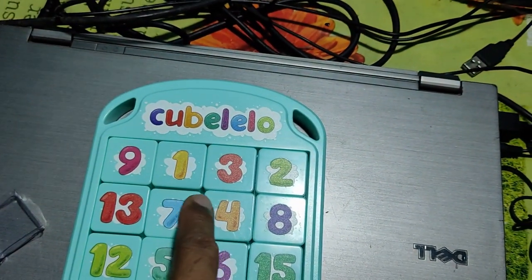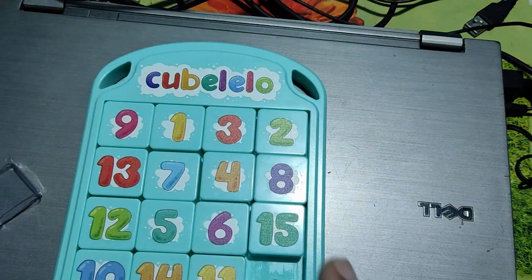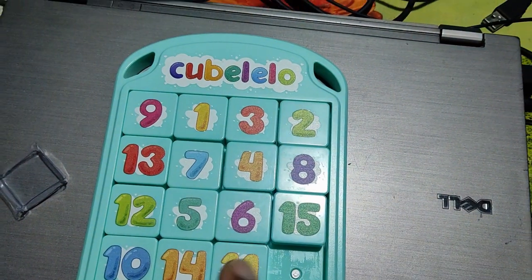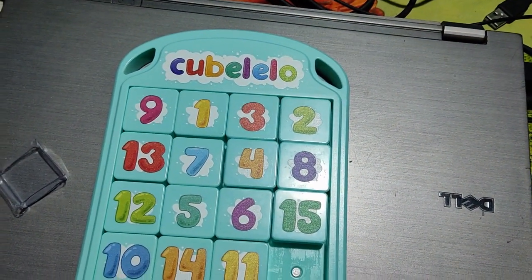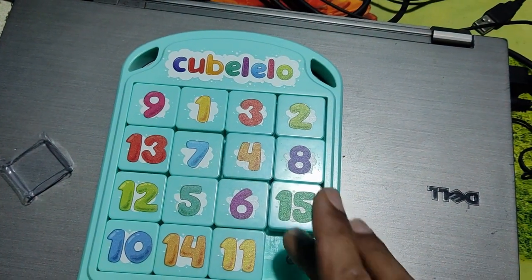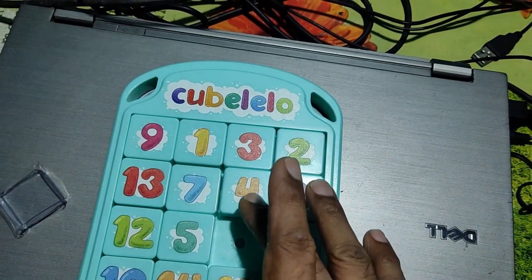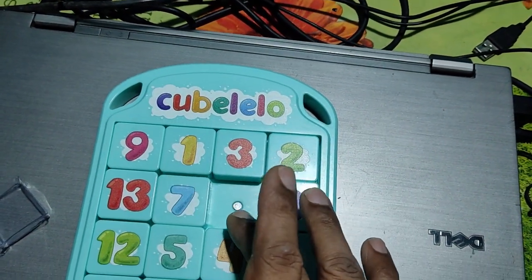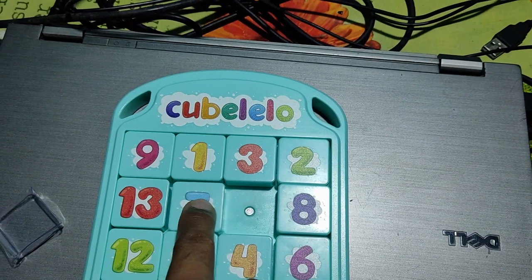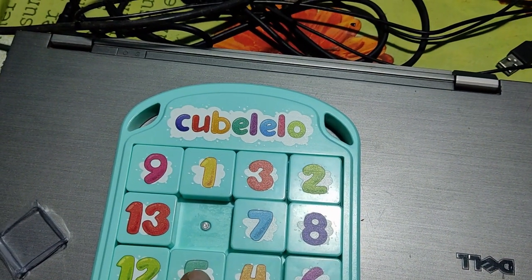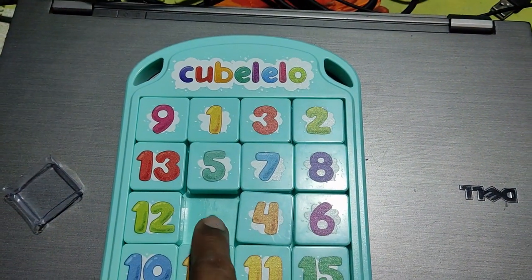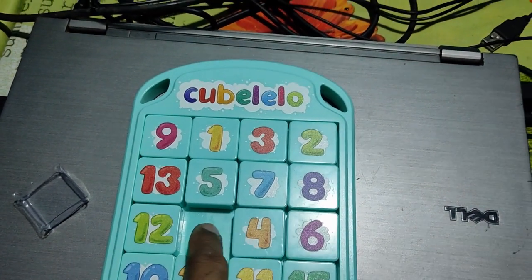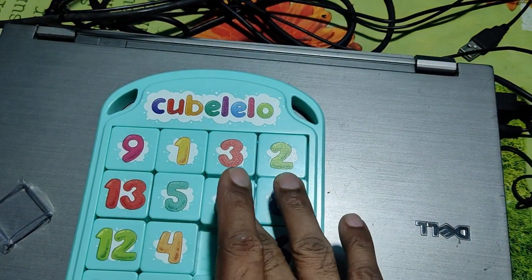See, the tiles are numbered. So this is one state, and your goal state is bringing the tiles into the correct order. For that, I can move this vacant space. Previously it was here, and I am moving it to the left. Then I am moving it down, that is, the vacant space is moved down. I am moving it right. Then I am moving it up.